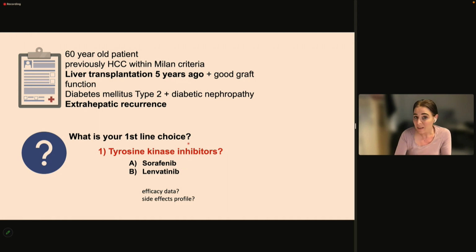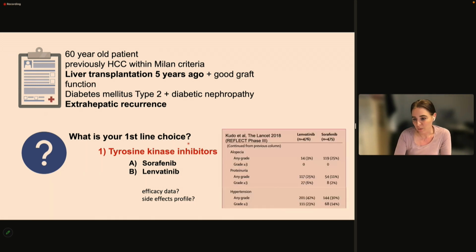Again, we can look at efficacy data, and I pointed out to you that lenvatinib has shown quite strong efficacy in the initial REFLECT trial and also in this LEAP study that was formally negative, of course. But of course, we also have to think about the side effect profiles. And this is the side effects from the REFLECT trial, a snapshot from it. And you can see here that in the lenvatinib treated patients, we have a bit more proteinuria, a bit more hypertension than in sorafenib.